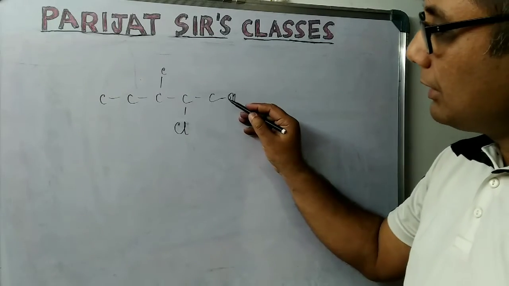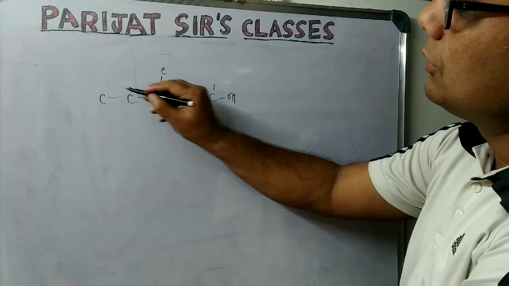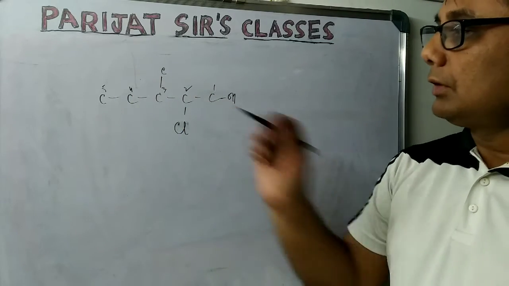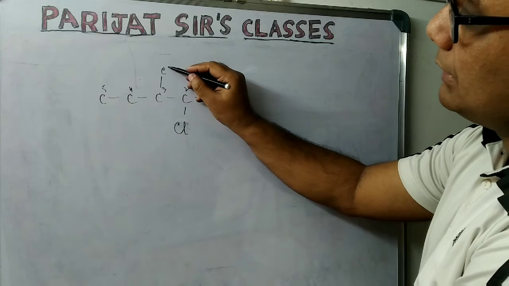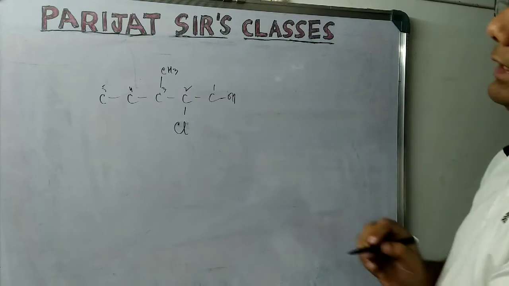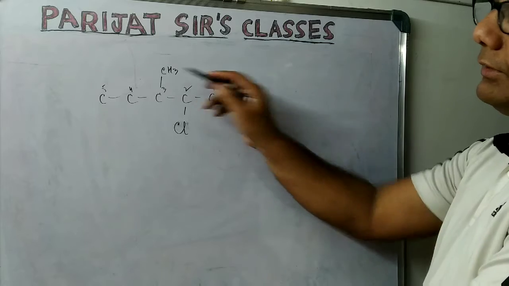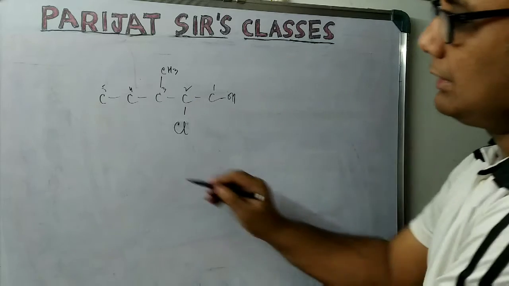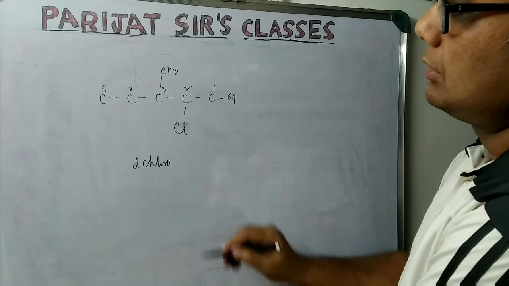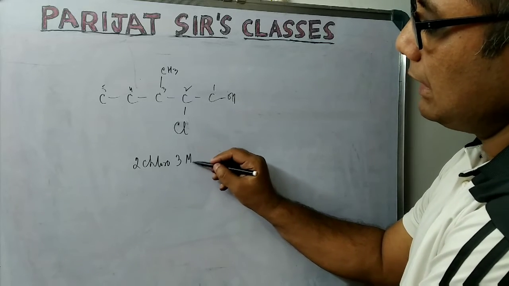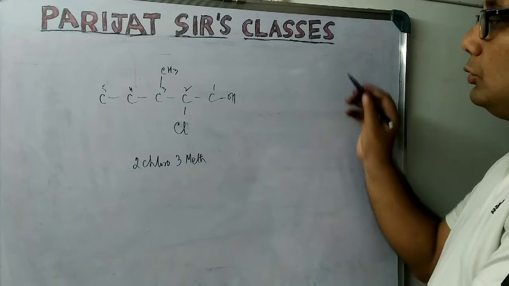So I will start numbering from here. So that is 1, 2, 3, 4, 5. So what will the name become? See, this is one carbon, that means it is CH3 attached here. So we will give the preference to, this is chloro, this is CH3. So first I will write 2-chloro, 3-methyl, because one C means methyl, 2C means ethyl.